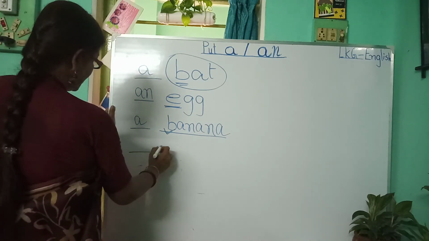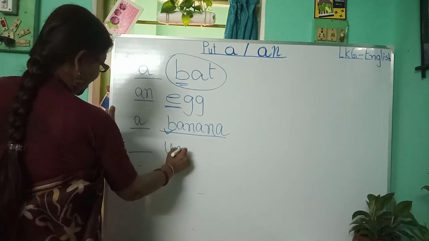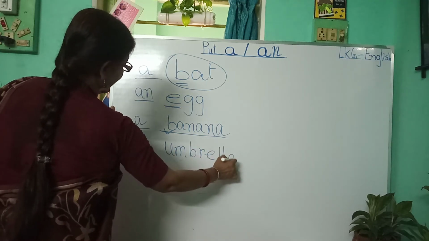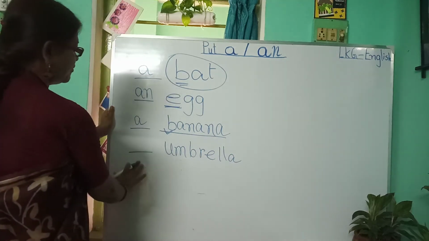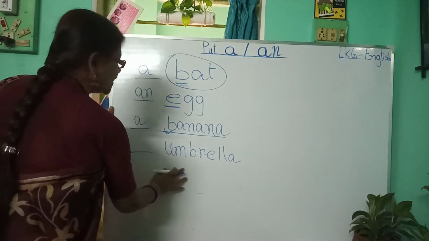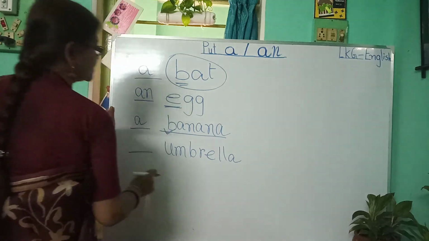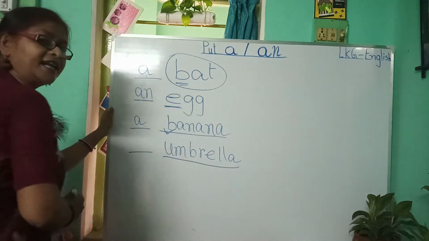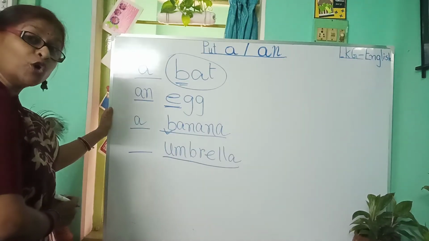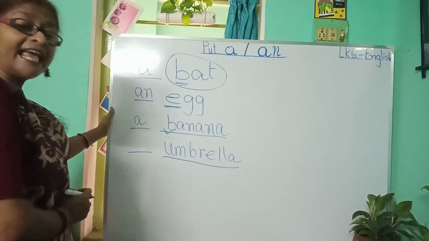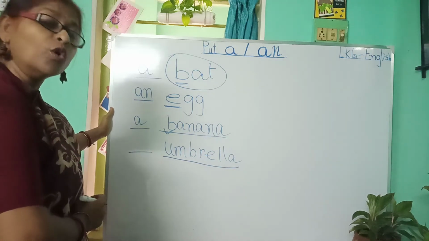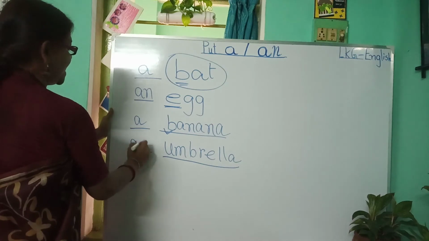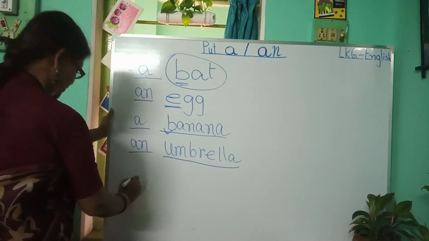Then umbrella. U-M-B-R-E-L-L-A, umbrella. Everybody will try to read the words. Umbrella. The starting letter of umbrella is U. U is a vowel. A-E-I-O-U. U is a vowel. So I will put here an.